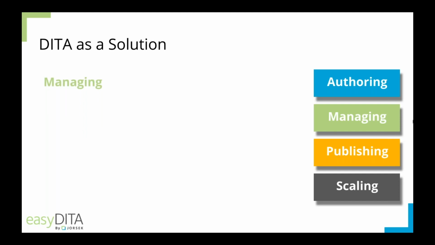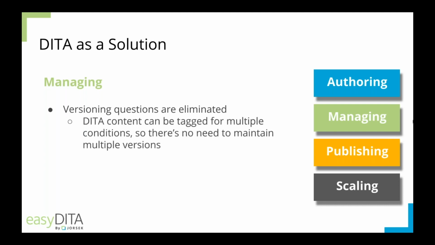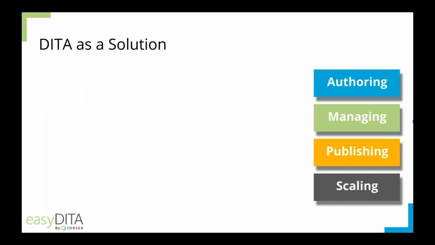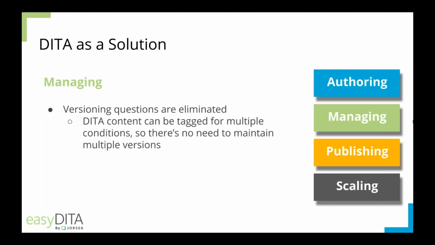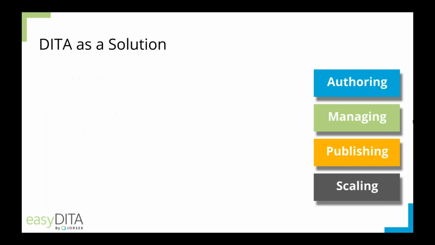And finally, for the managing, the versioning questions, those are eliminated. So with the single source, DITA content can be tagged for multiple conditions, so there's no need to maintain multiple versions. You have a single source, and it is the authority, and rather than people taking a document and emailing it to someone else and printing it out and writing on it, and then you're trying to figure out which is the final version, you know that the version in that single source where everyone is doing their work, that is the final version. That is the answer to what's the latest version. It's right there. So all those questions are just eliminated if it's properly managed in your component content management system.